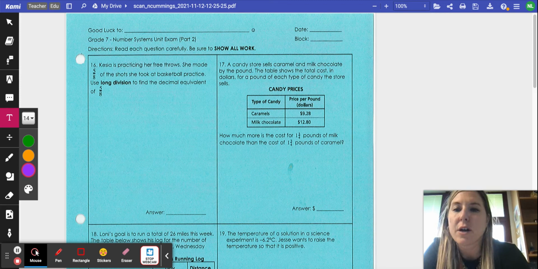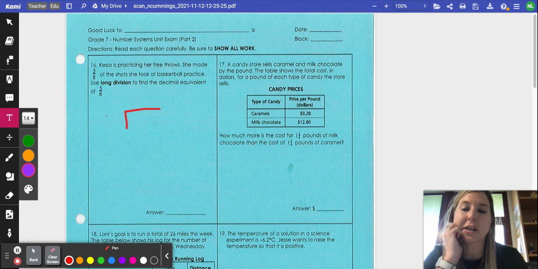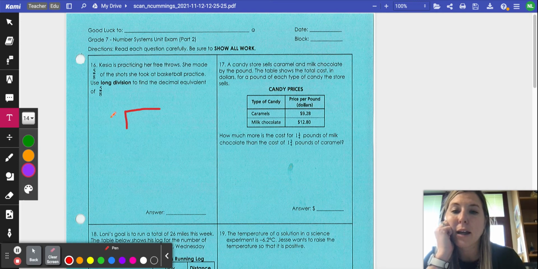All right, so question 16. Kesia is practicing her free throws. She made 5/8 of the shots she took at basketball practice. Use long division to find the decimal equivalent of 5/8. So what Miss Severick is looking for is the actual box, and you are actually doing the long division. You do have a calculator, so you can check your answer at the end to be sure you're right, but you need to show your long division and put the answer on the line.